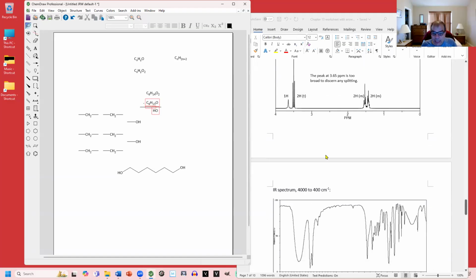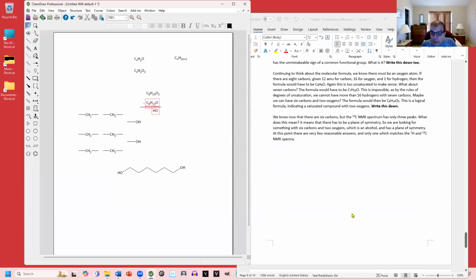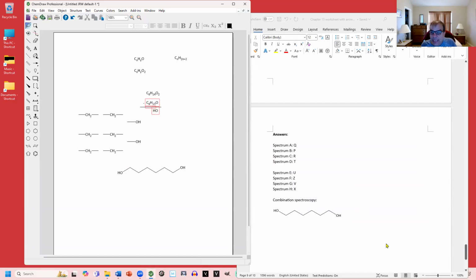So as I said, I've given you all these hints on where to start on a combination spectroscopy problem. You also have the step-by-step method that's given in the chapter 13 notes. So that's how I would approach a question like this. And I've given, again, all of the answers. So that's about it. So much for chapter 13. Chapter 14 we will cover, but much later in the term. So after chapter 13, the next chapter we'll cover is chapter 15. And that won't be for quite a while as I speak.